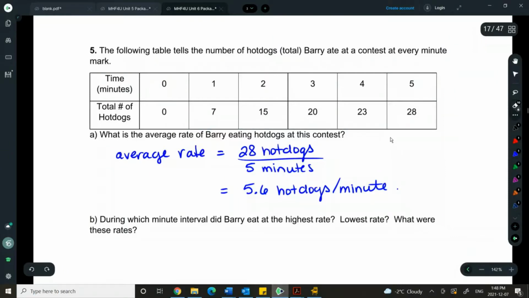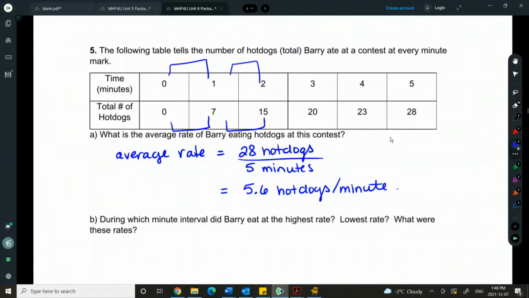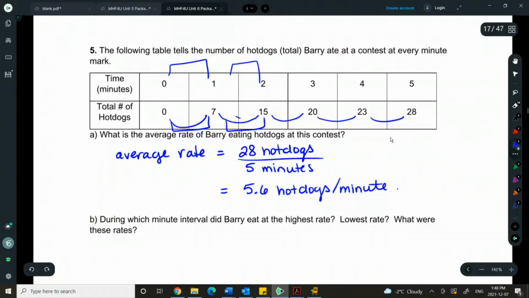Follow-up question to this is, during which interval did Barry eat at the highest rate and the lowest rate? What were these rates? So if we look over these individual intervals, I see from the beginning to the first minute, 7 hot dogs were eaten, and then minute 1 to minute 2, 8 hot dogs are eaten here, then 5 hot dogs, then 3, then 5 again. So it looks like this 8 hot dog interval is our highest interval.